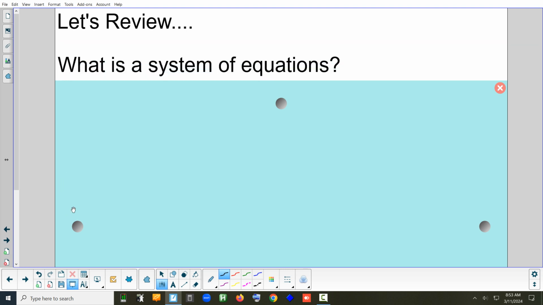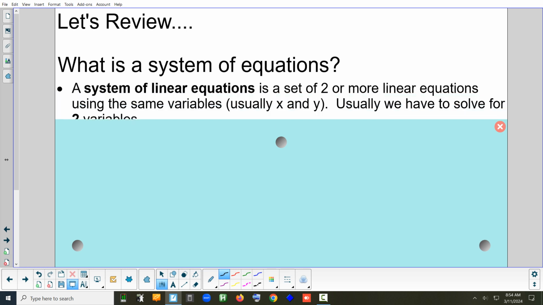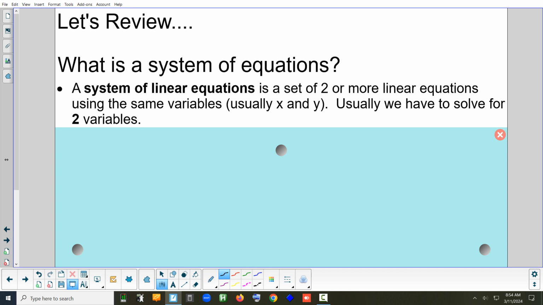Okay, so what is a system of equations? Maybe start with how many equations do we have when we solve systems? Two, right? We have 2. Two is how many we're doing, but in general, a system is when you have 2 or more. We're going to stick with 2. So it's a set of 2 or more linear equations, and they use the same variables.